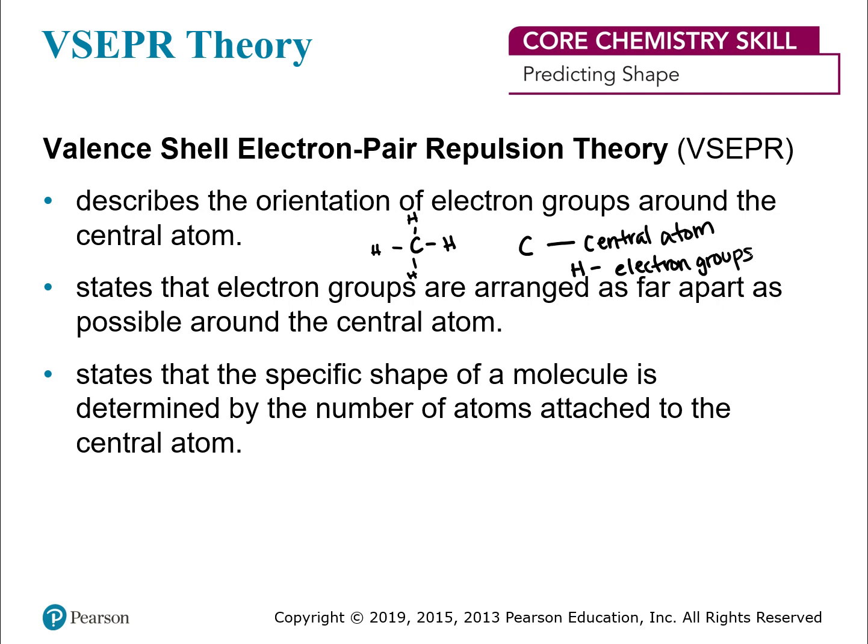The electron groups are going to be arranged so that they're all as far apart as possible while still being positioned around the central atom. Remember, electrons are the same charge. They're negative. They repel each other. So they're going to be as far away from each other as possible while still forming bonds with that central atom. The specific shape of a molecule is determined by the number of atoms attached to the central atom. It also involves the number of lone pairs, which we'll get to in a minute.